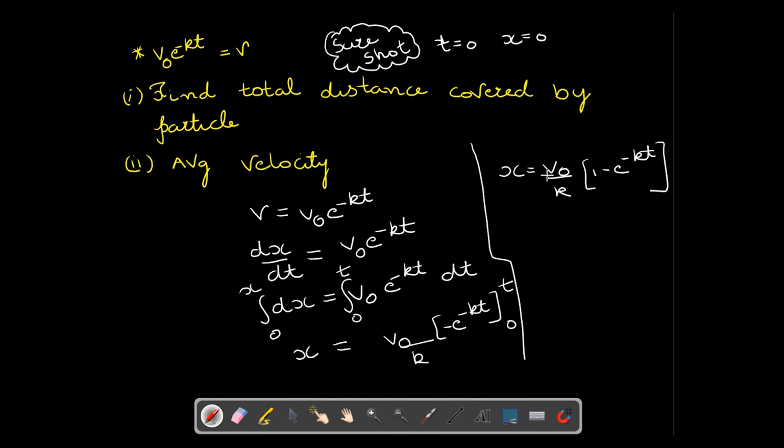Now you got x is equal to v naught by k into 1 minus e power minus kt. You find the total distance covered by the particle. Now, what is the average velocity? That is total distance by time. So the average velocity becomes v naught by kt into 1 minus e power minus kt.